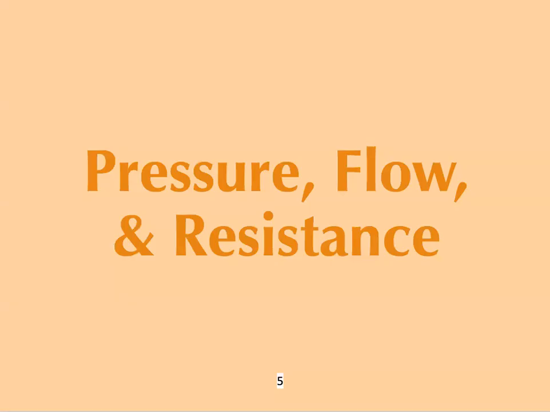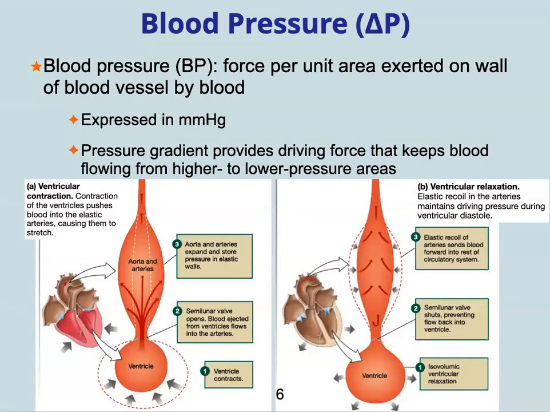Now we're ready to delve into understanding the concept of blood pressure, blood flow, as well as resistance of blood vessels. Blood pressure, sometimes you'll see this written as the Greek letter delta with P. The delta refers to a change in pressure. P is pressure, right? So when we talk about pressure in physiology, we're always talking about relative pressure. And the way we can measure pressure is the difference of pressure taken at two different points.